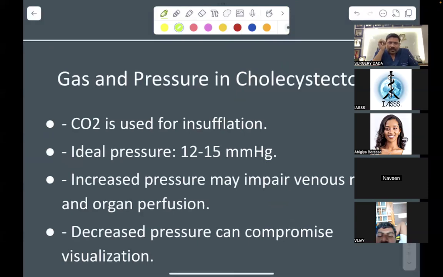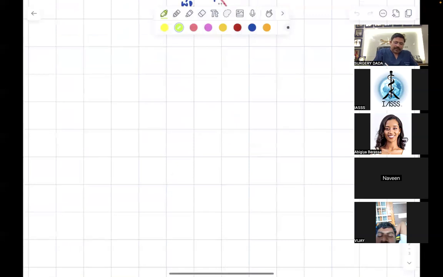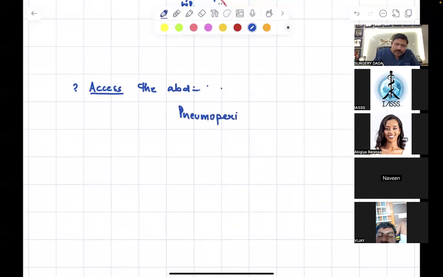The next is the gas and the pressure. I will come to this, but before that, let us talk about the classical concept of access. How are you going to access? This is one very important thing: okay sir, everything is ready, but how should we access the abdomen? When we talk about accessing the abdomen, we insufflate the abdomen, and this is known as creation of pneumoperitoneum. This is very important.